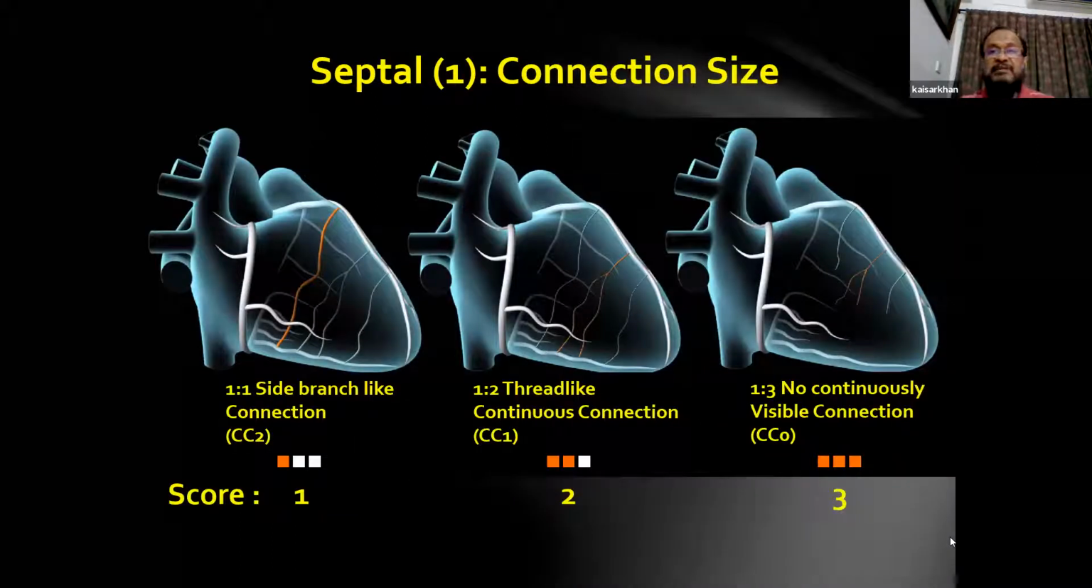And again, second is, we'll focus on septal collaterals. You have to see some characteristics to choose your ideal septal collateral, like the connection of the quality of the septal collaterals. Is it side branch like, or just thread like, or almost invisible? If it is more like a side branch, it's easy to cross.